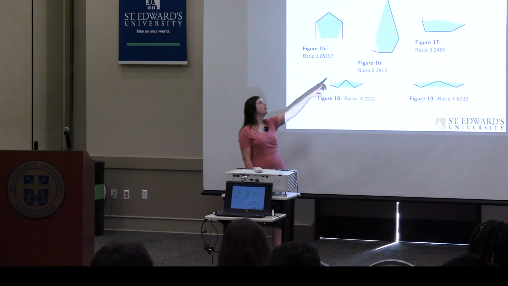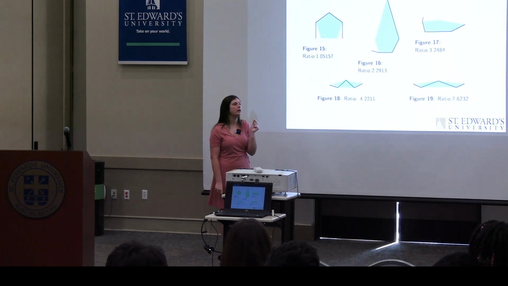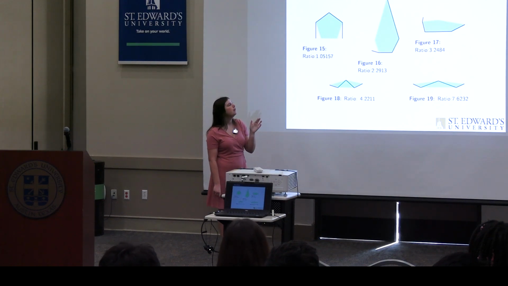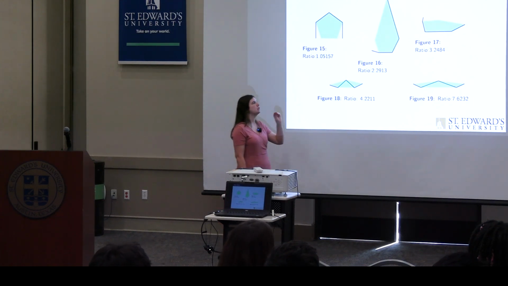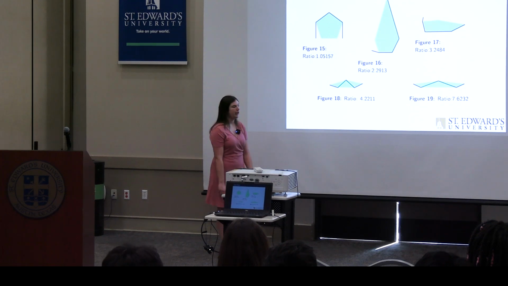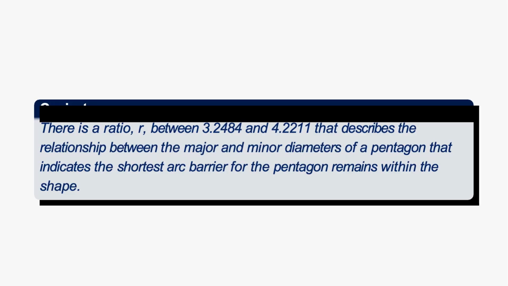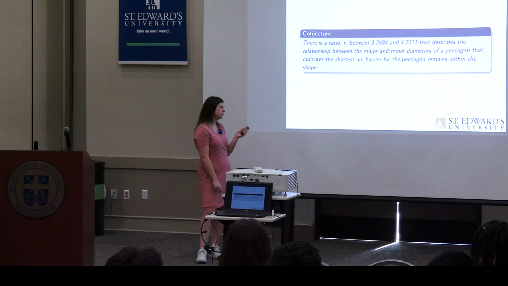And actually with that one, the difference between that exterior barrier and the best interior was like 1/100th of a unit off. So then my ratio to describe this relationship may be closer to 3.25 than it is to 4. But for now, my revised conjecture is that there's a ratio between 3.2484 and 4.22 that will describe the relationship between the major and minor diameter of a pentagon, and that will tell you if your best arc barrier is going to remain in the shape or not.